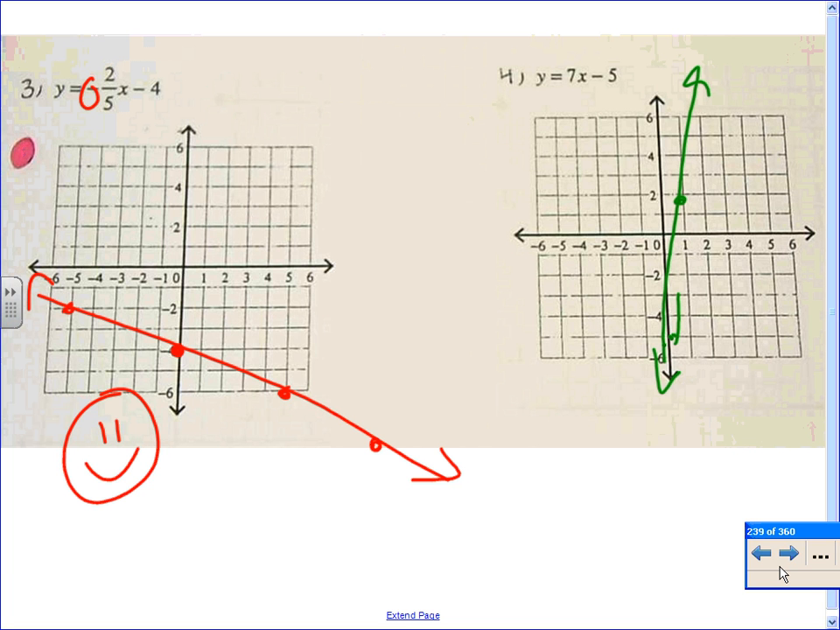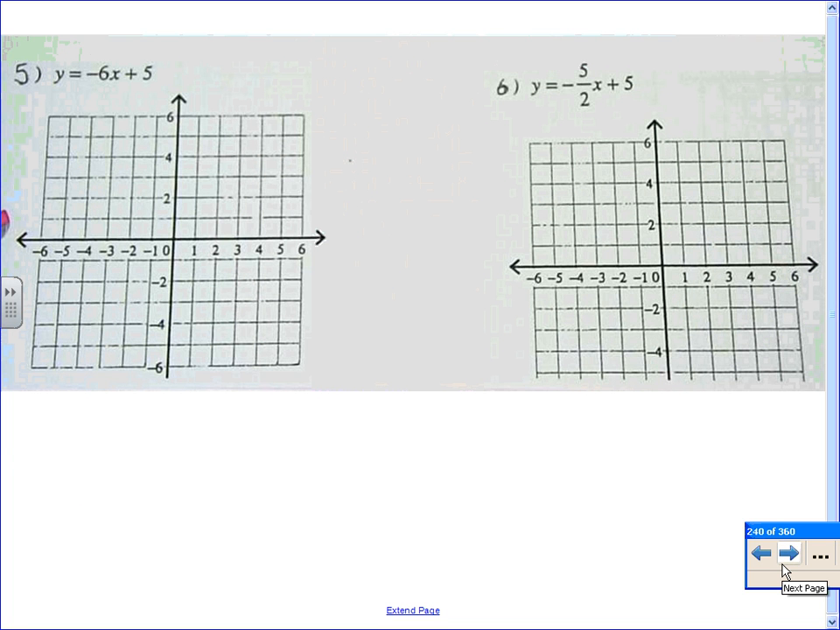Okay, number 5. Doug, since I was going to have you do this one, can you explain to us how to graph 5? Good. So start at 5. 1, 2, 3, 4, 5, 6. Down 6 over 1. Bless you. So start at 5. Down 6 to the right 1.